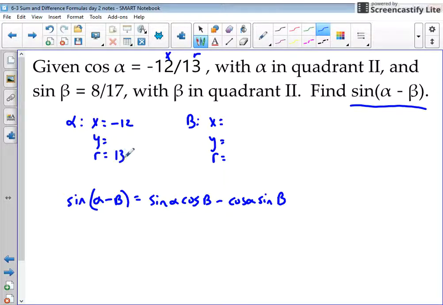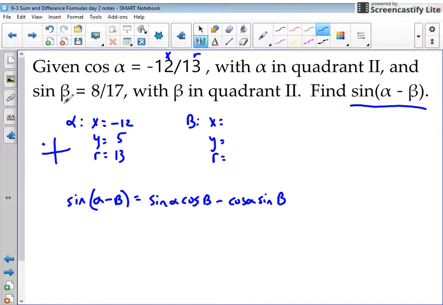What we can do is actually find what that y value is by using the Pythagorean theorem. It's even a Pythagorean triple. What you will get for y is 5. Now, we're also told that alpha is in quadrant 2. So if this is in the second quadrant, the x is negative and the y value is positive. So these are my values for alpha.